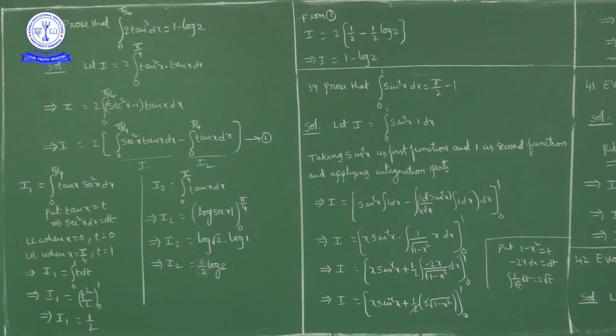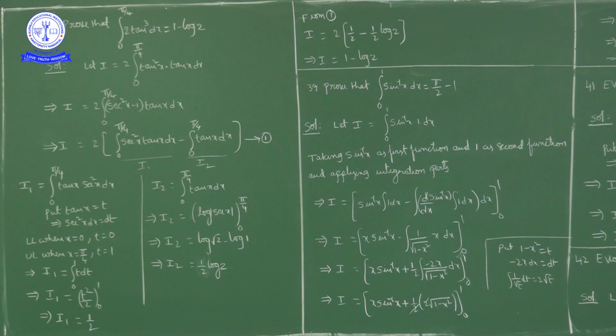Okay, next question. Prove that integral 0 to 1 sin inverse x dx is equal to pi by 2 minus 1. Now here actually we have only one function. What function is it? One inverse trigonometric function, sin inverse x, which is not a directly integrable function. Whenever we have a single function which is not directly integrable, in such a case you consider the second function as 1. Okay. So taking sin inverse x as first function and 1 as second function and applying integration by parts.